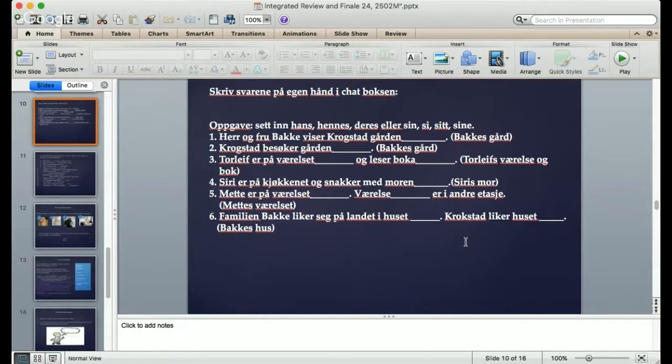So the right thing to put there would be familien Bakke liker seg på landet i huset sitt. And the last one, Krokstad liker huset. So Krokstad likes the house of Bakke. Now Krokstad is the subject, so we can't use sin, si, or sitt, because it can't be used with the subject. So we have to say that it's Bakkes hus. It's plural, so we'd have to say deres. Krokstad liker huset deres.